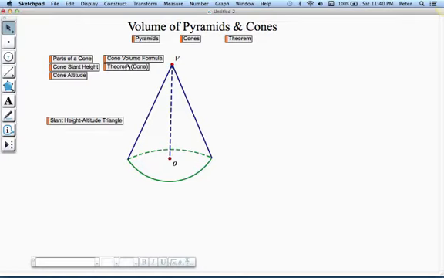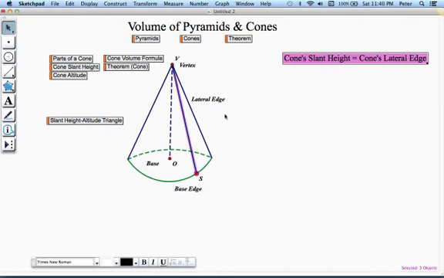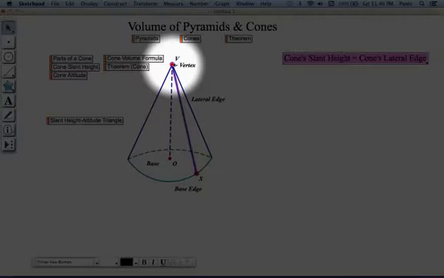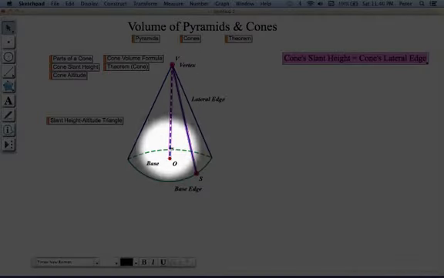Okay, with cones, there aren't as many parts. Well, we have a vertex and a lateral edge, a base and a base edge, but there is no slant height. The slant height is the same as a lateral edge. The cone's altitude, of course, runs from the vertex through the center of the cone to the center of the circular base.